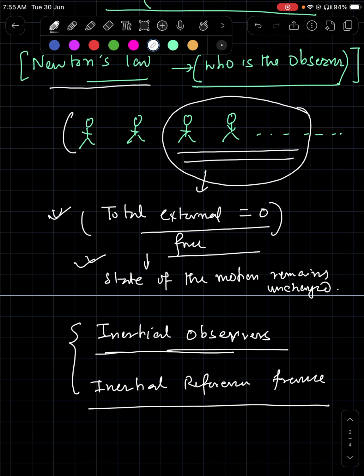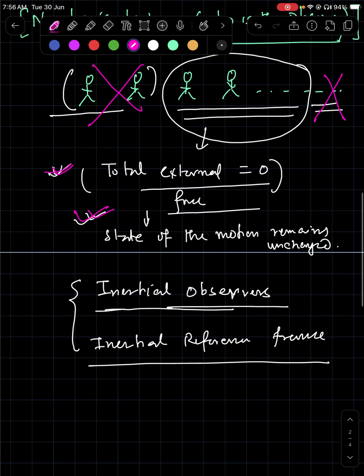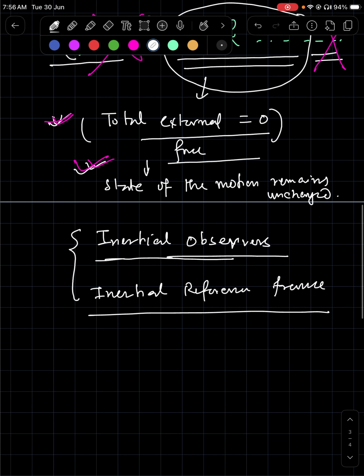No one else. So we will exclude the other observers from this picture from the very beginning of Newton's law, who will not tell or who can't tell that if the total external force is zero, the state of the motion remains unchanged. Those observers are excluded from the picture. So we have to pick those who will tell these two conclusions. This is the first very important concept we have to remember.